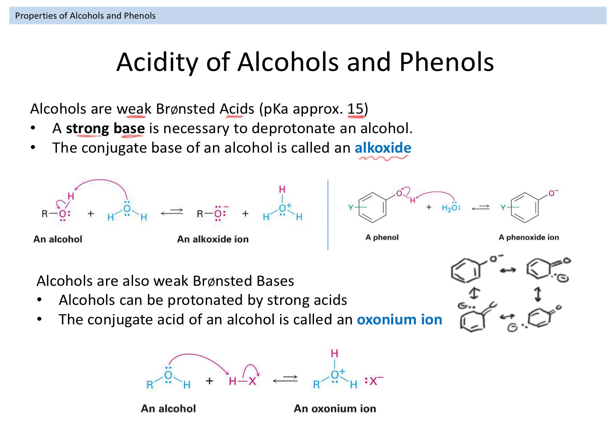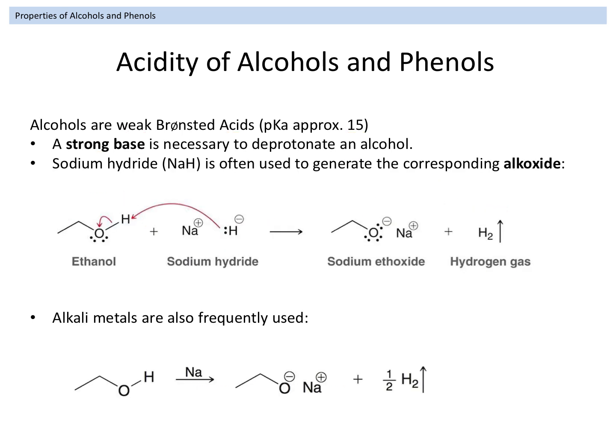Let's go to the next page and look at the deprotonation of alcohols, to generate their conjugate bases, which as mentioned, are called alkoxides. As we noted on the previous page, alcohols are considered weak Brønsted acids, with a pKa value of approximately 15. This means they do not readily donate their proton, and require a strong base to be deprotonated.